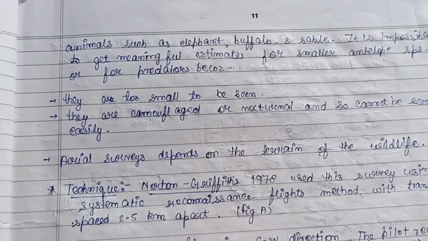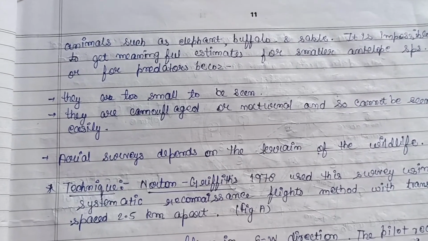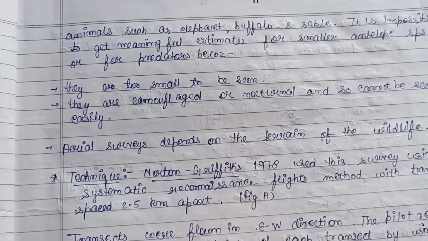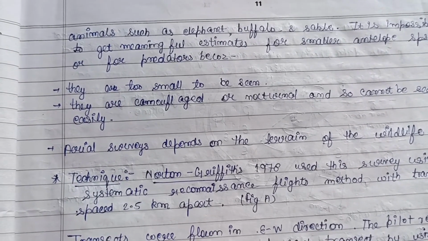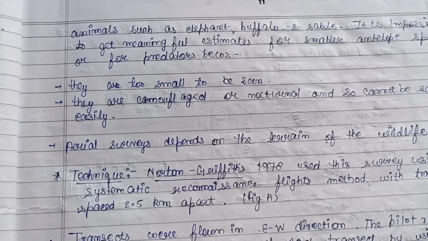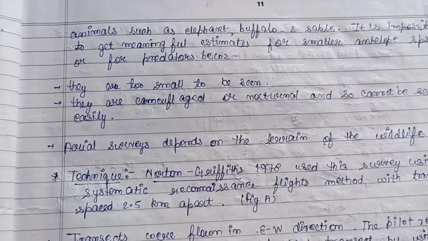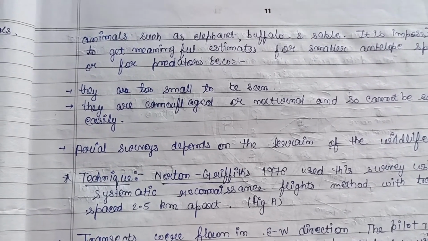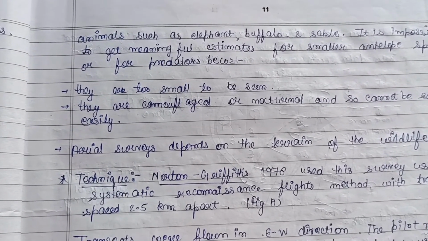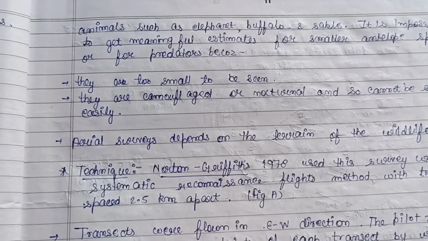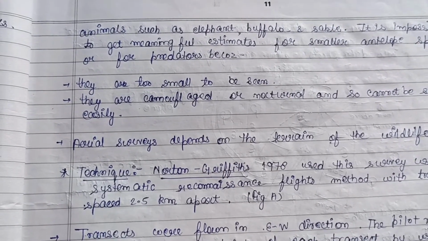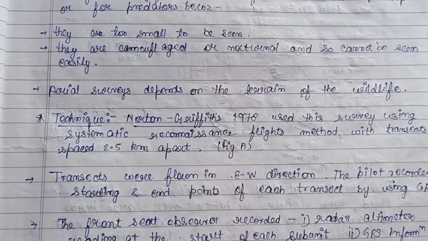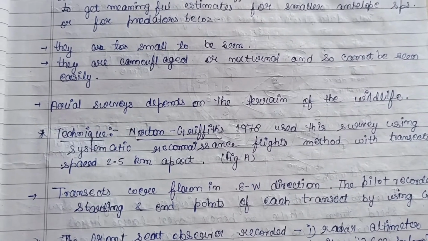they are too small to be seen, and they are camouflaged or nocturnal, so they cannot be seen easily. The first thing is their size is very small, and another is they basically come out only at night and perform all their activities in the night, that is they are nocturnal. And if they come out in the day, they camouflage themselves, that is they change their color or size according to the surrounding environment, so they are not easily seen in the aerial survey. Aerial surveys depend on the terrain of the wildlife.